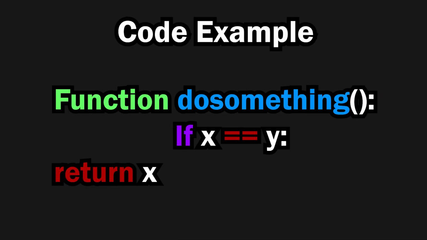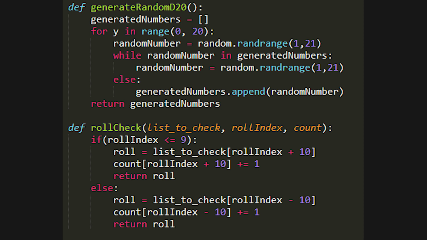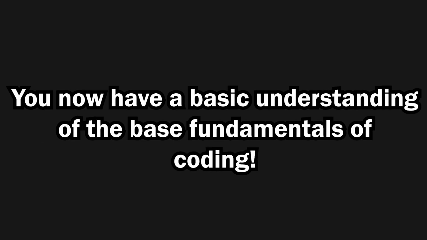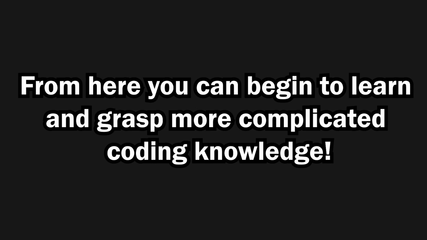Usually though, it's because something is wrong in your white space, like a line of code has fallen out of a function. For example, if you write a function like this, it will cause a syntax error. The correct way to write it would be like this. Maintaining proper indentation and keeping your brackets aligned is key to being a successful programmer. And now, congratulations! You now have a basic understanding of the base fundamentals of programming. From here, you can get started on watching tutorials and growing your knowledge.